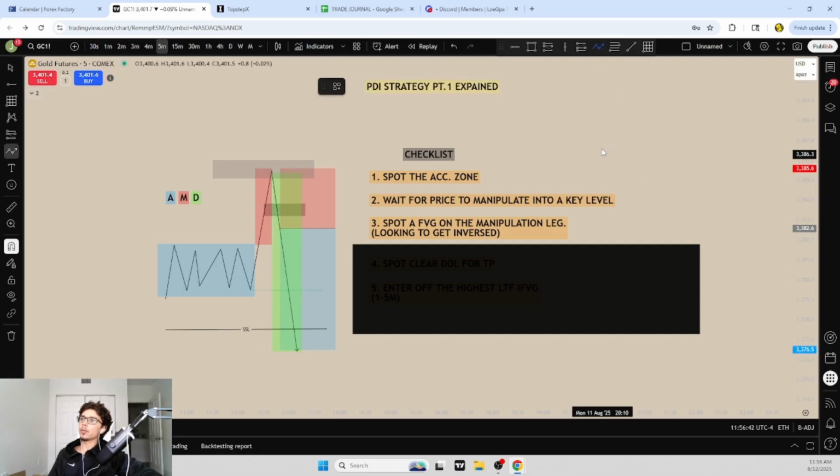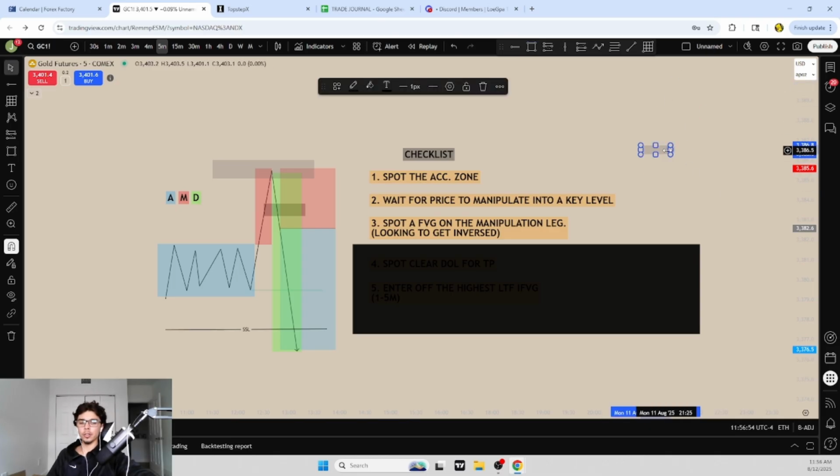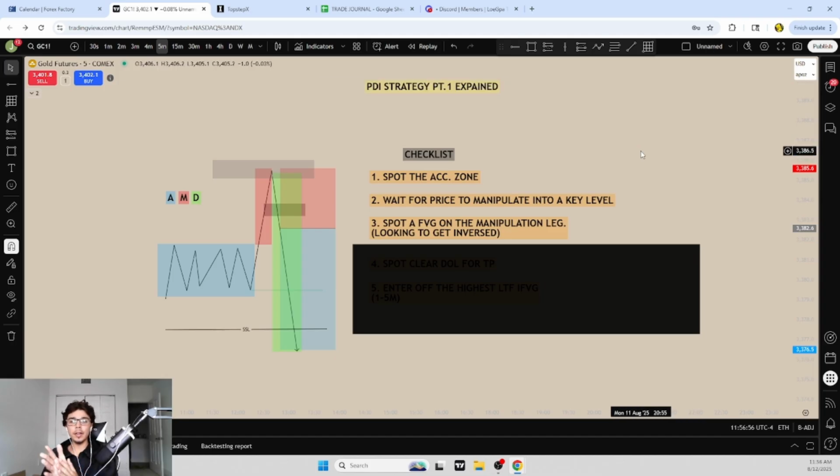here, let me just draw it out for you. If price manipulates this way, then we're looking for fair value gaps in this leg right here to possibly enter for longs. So then we would be looking for bearish fair value gaps. So we're looking for fair value gaps to get inverted on the manipulation leg, up or down, depending on which way we're going.